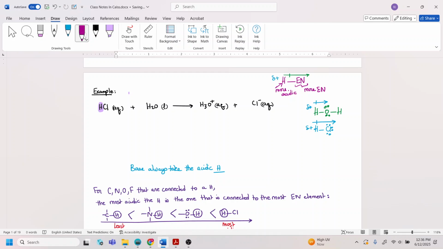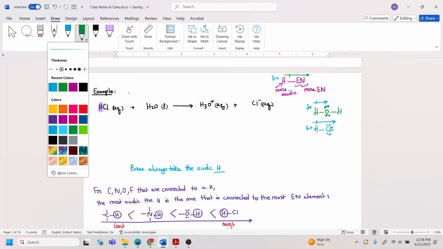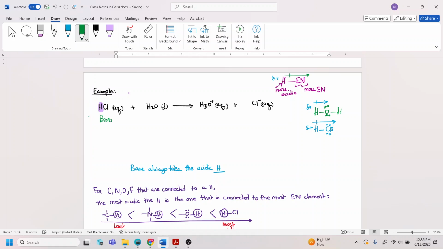So if the HCl here is the acid, this one is going to be called the Bronsted acid. It's going to be Bronsted and Lowry acid. You can call it the BL acid, the Bronsted and Lowry acid, or Bronsted acid. Then water, definitely it's going to be the Bronsted base. Okay, so that one is going to be the Bronsted and Lowry base in there.